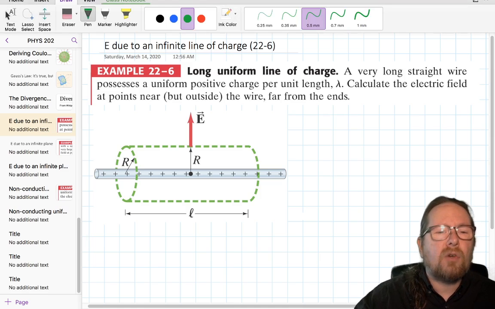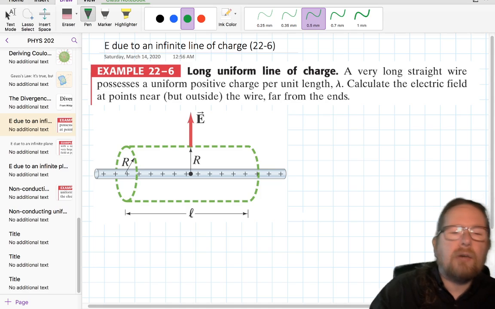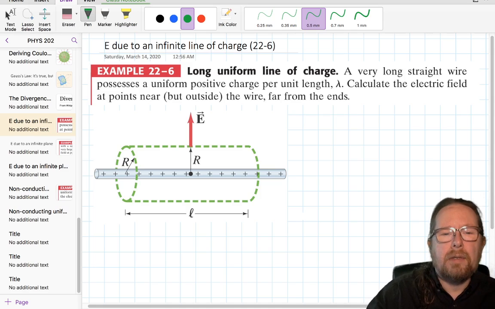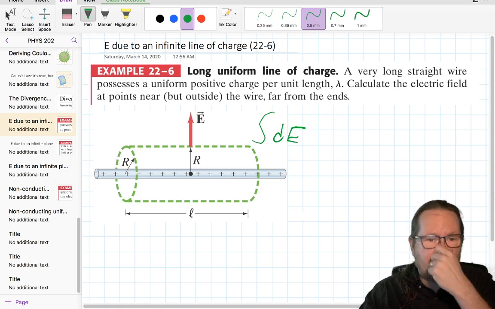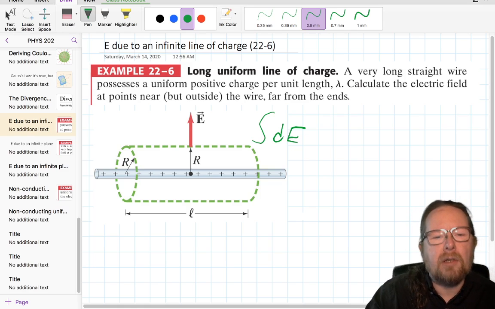And we actually did this already in chapter 21 by directly integrating the electric field dE at some point in space due to an infinite line of charge. You can go back and look at that example and watch that video again if you don't remember doing that calculation. But here's example 22-6.